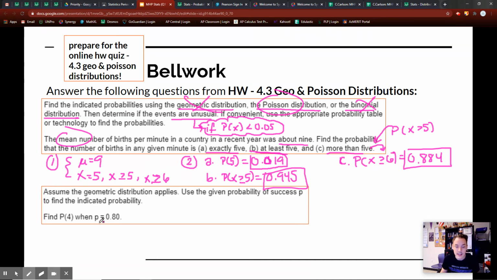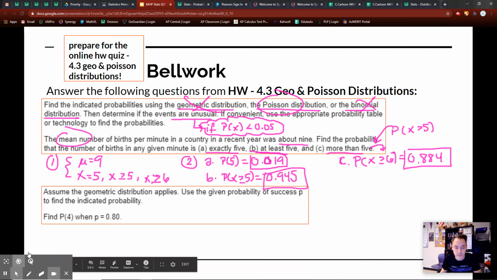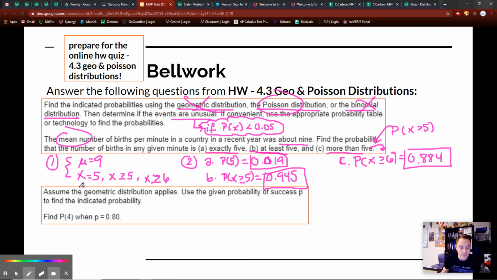All right. Now, let's get to the next question. So the next question, assume the geometric distribution applies. So now I'm going to be using geometric. Use the given probability of success P right here, 80%, or 0.80. Find the indicated probability. So what is that? That means my x is actually going to be 4. Okay, I want to find that.